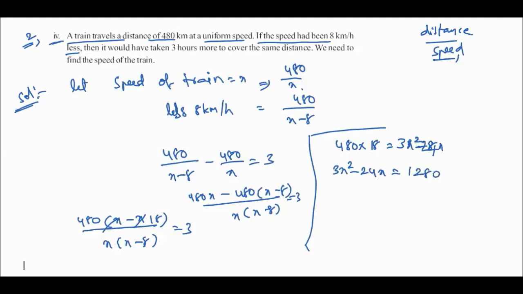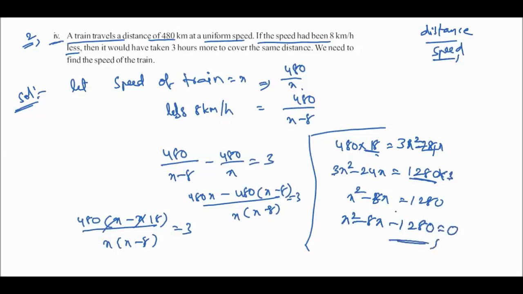480 into 8 is 3840. Taking 3 common from both sides, x square minus 8x is equal to 1280. So x square minus 8x minus 1280 is equal to 0. This is a quadratic equation. He is asking us to show it in the form of a quadratic equation.